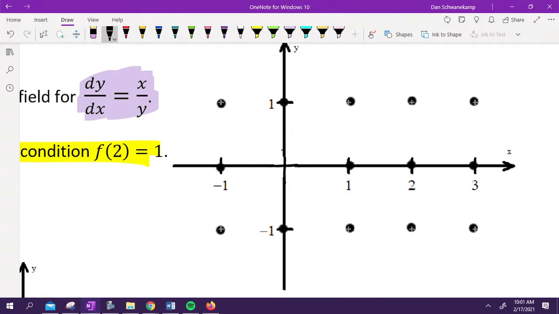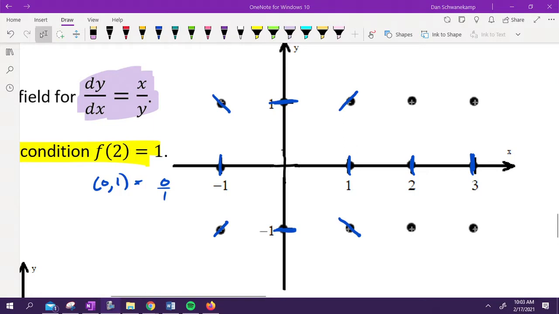What would be a good point to plug in? 0, 1. If we plugged in the ordered pair 0, 1, I would get 0 over 1. Oh, okay, cool. The slope is 0. Do the slope field. Plot points for all those dots. See what you get. Go.